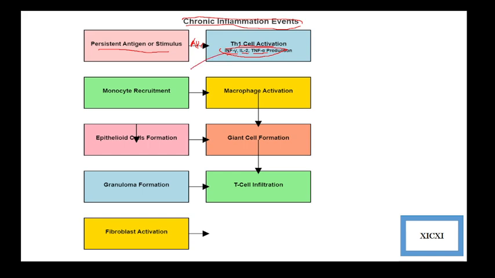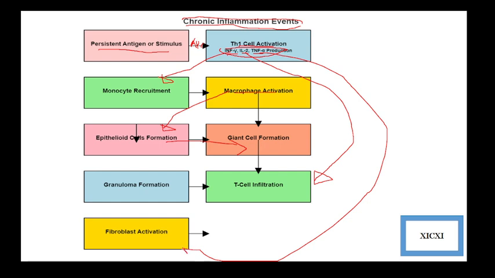This means it will recruit macrophages. Macrophages will be activated and change to epithelioid cell formation. After forming epithelioid cells, some macrophages will come to form what we call giant cell formation, another form of the macrophage. Not only this, but also interleukin 2 will recruit other immune cells, called T cell infiltration. Tumor necrosis factor will also recruit what we call fibroblasts, which help to make encapsulation with the help of the collagen formed by these fibroblasts.